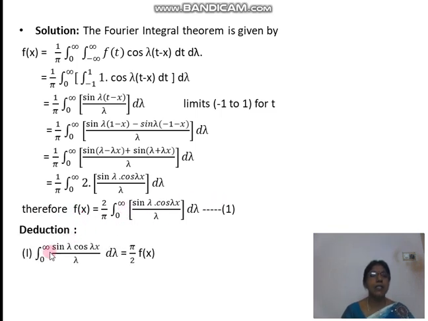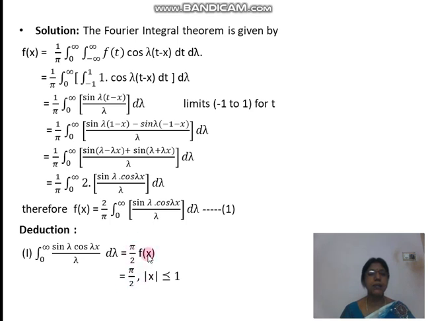Now the deductions. First one: integral 0 to infinity, see this one ma, integral 0 to infinity sin λ cos λx by λ dλ is equal to, taking this to the other side, since f of x equals this sum with 2 by pi multiplied, it becomes pi by 2 into f of x. From 1 we get this integral value is equal to pi by 2 f of x. This is the first deduction. Substitute here pi by 2.